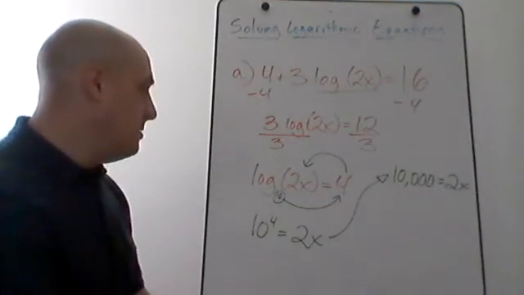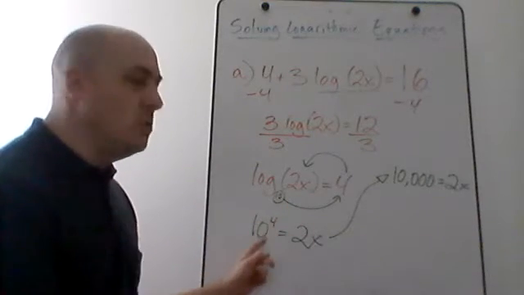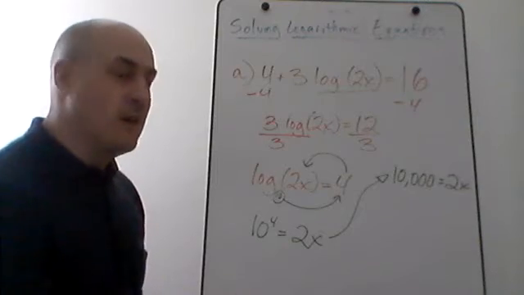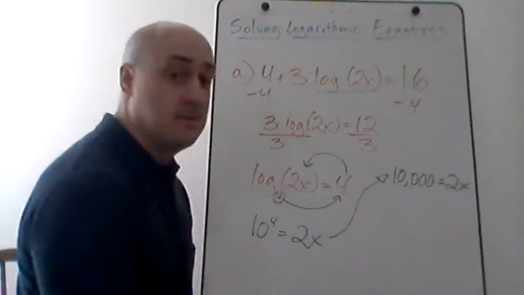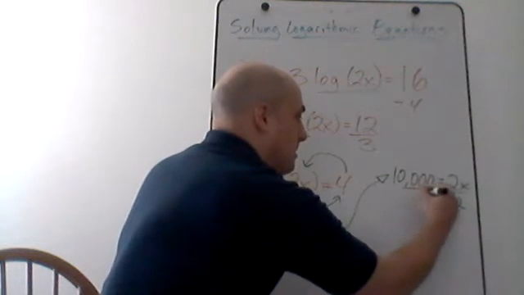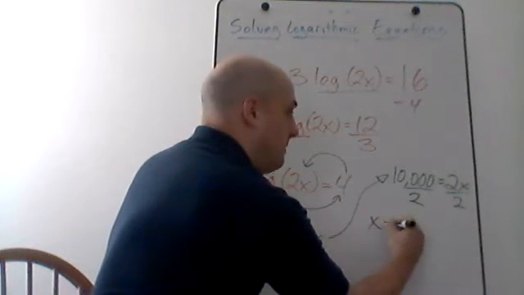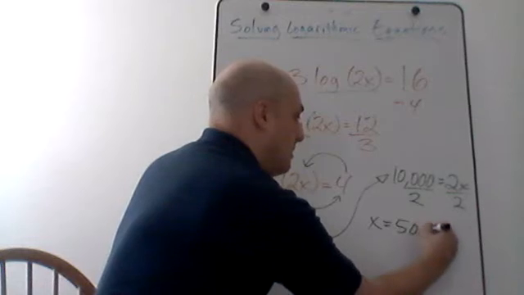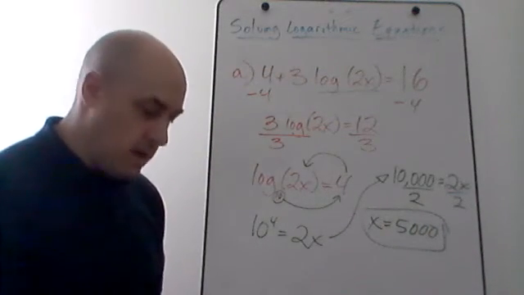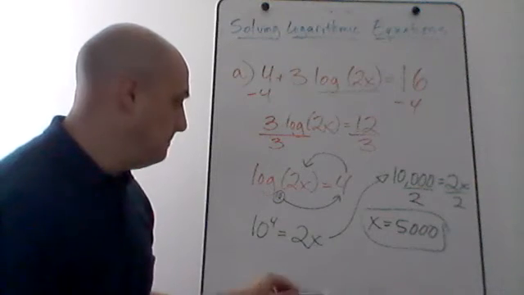Right, so 10,000 equals 2x. When you switch to exponential form, you do want to evaluate that exponential thing. Right, make sure you do 10 to the 4th power and write that number. And then to solve for x, since it's 10,000 equals 2 times x, if I just divide both sides by 2, I get the x by itself, and 10,000 divided by 2 equals 5,000. So my solution to this equation is x equals 5,000.